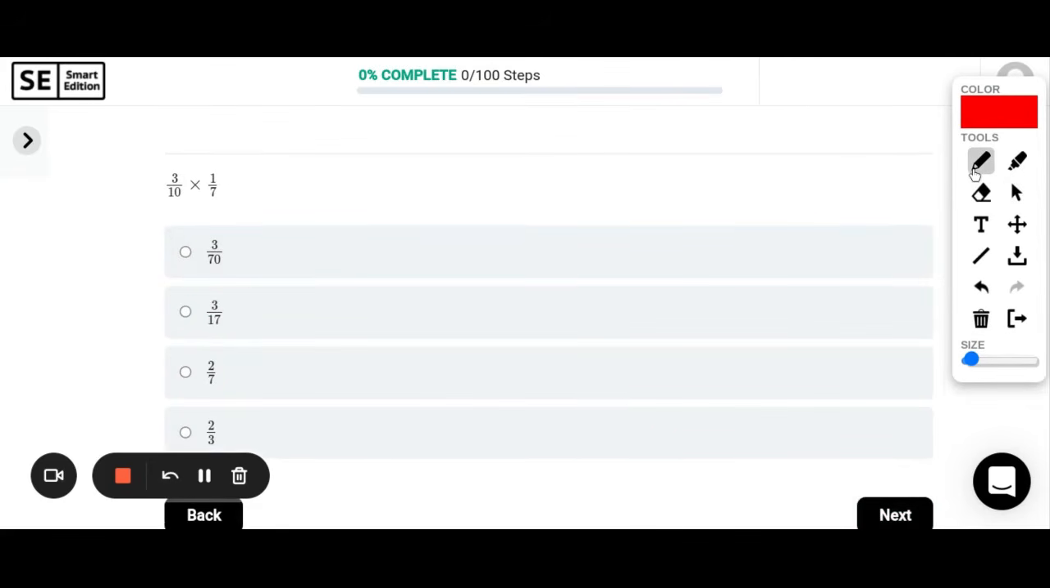Okay, multiplying fractions. We did one of these before. This might be a good opportunity for you to pause the video, give it a try, and then come back. Okay, if you're sticking with me, I'm going to take 3/10 times 1/7, go across the top and across the bottom, and get 3 over 70 as my answer.